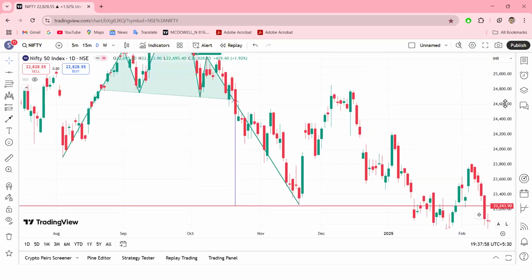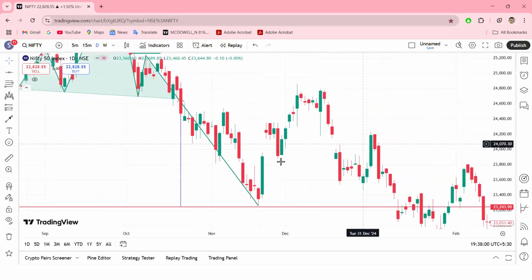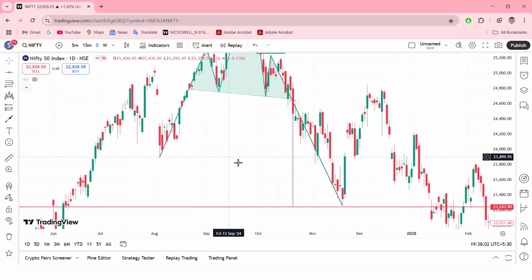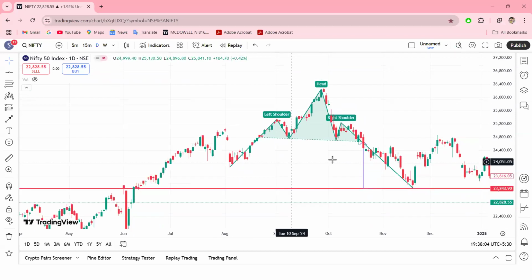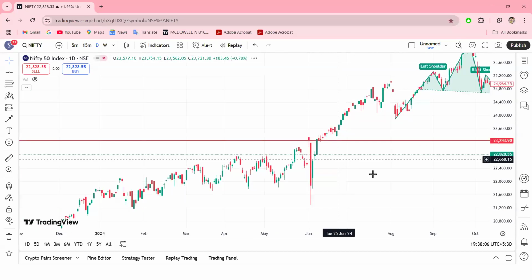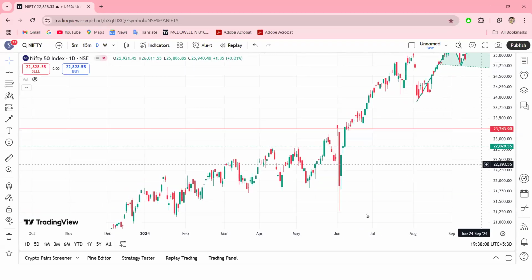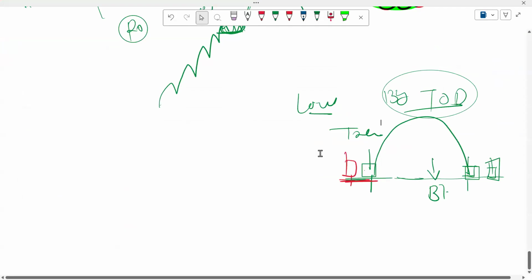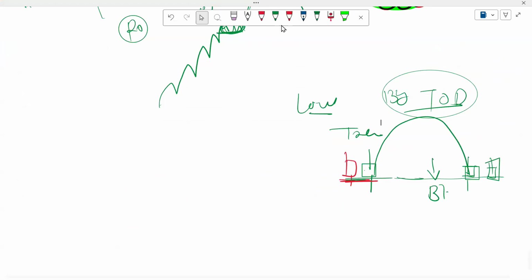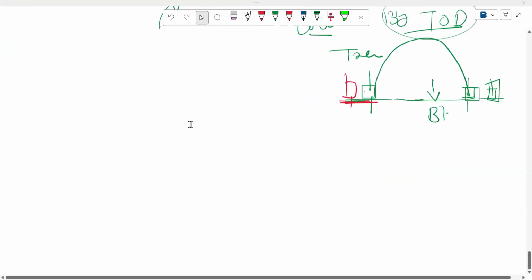Generally, you will find these patterns in your stocks, in the portfolio. Okay, so I hope it is clear, right? Understood? Yes. Okay, great. So now, rounded top and rounded bottom.